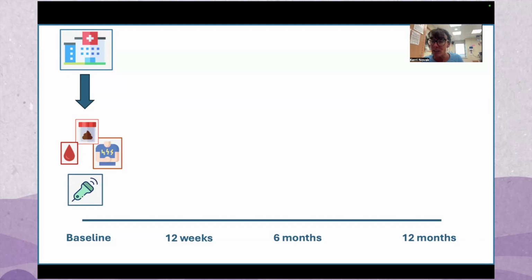If you don't have a diagnosis yet, and all your bloods, your stool tests are normal, and your bowel ultrasound is normal, then maybe we would take a step back and say, let's try some conservative measures.